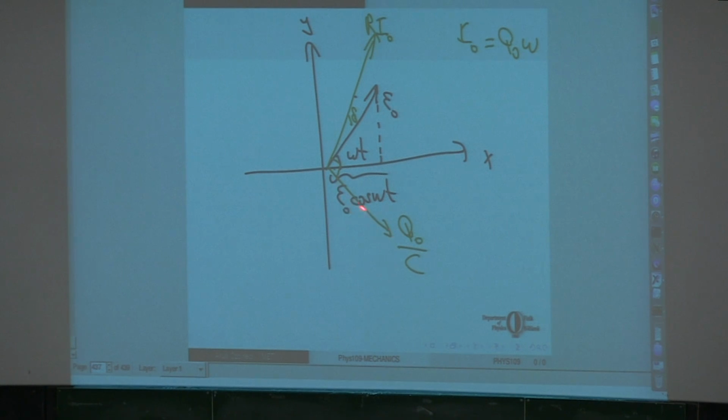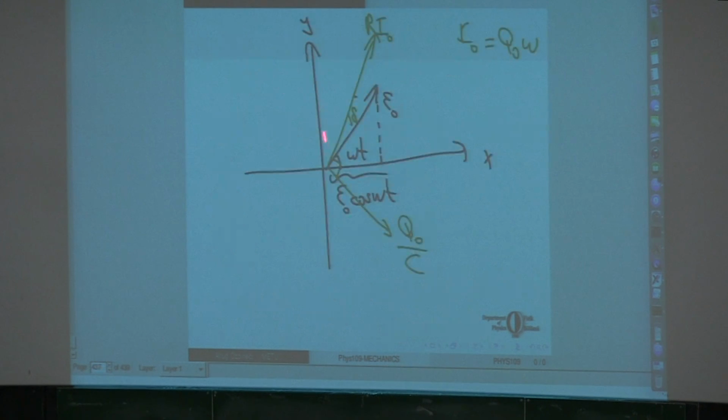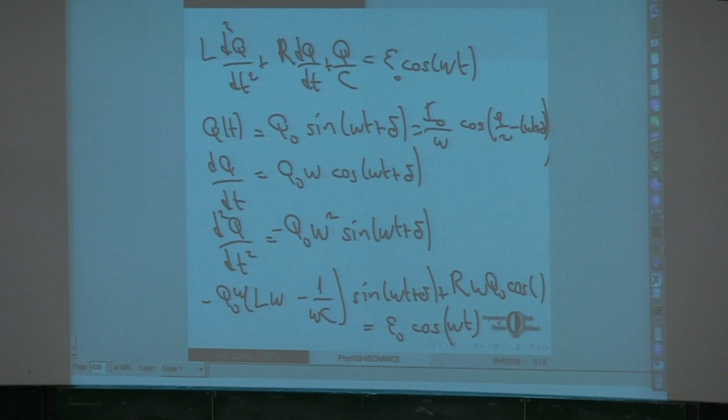So if I take the x component of this vector, it gives me this term over here, this Q over C. If I take the x component of this vector, it makes an angle omega t plus delta with the horizontal. Its length is r times I0. It gives me this quantity over here.